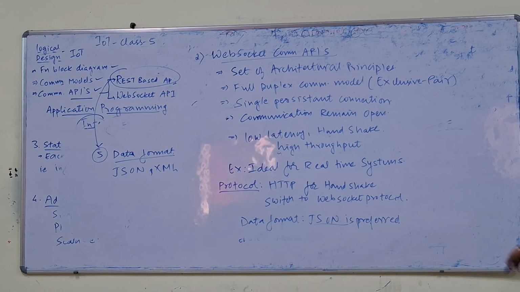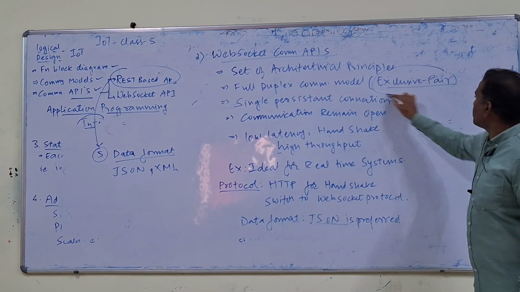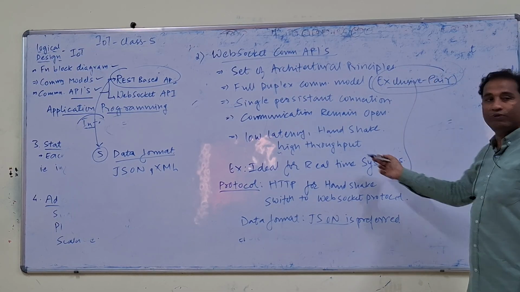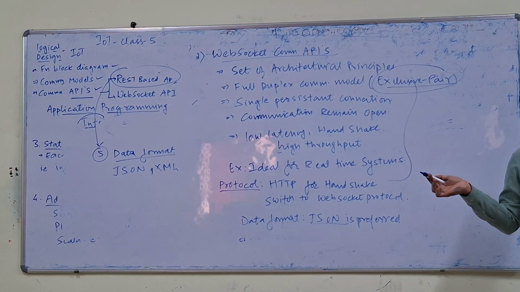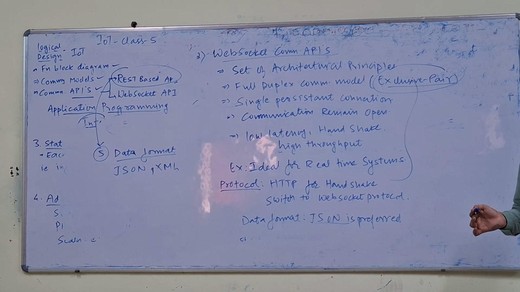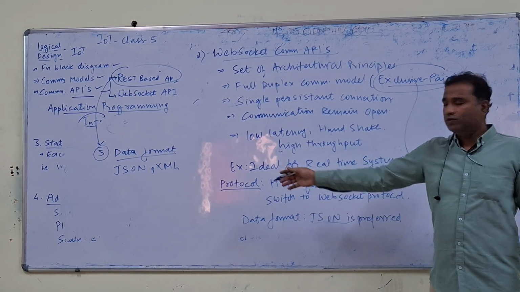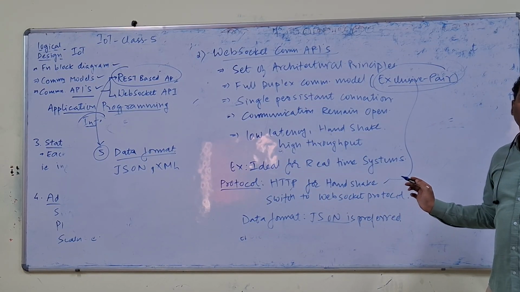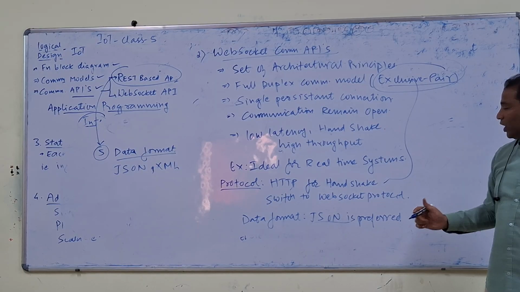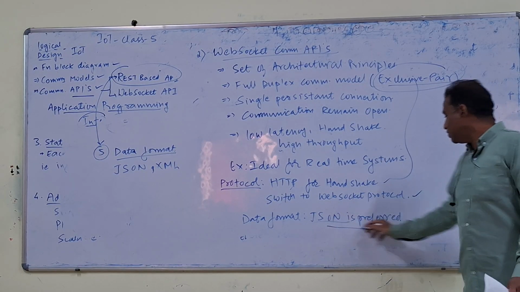To keep it clear, whenever I say this is using the exclusive pair communication model, all the characteristics of exclusive pair automatically come here. Yes or no? And we already studied exclusive pair in the previous classes. And one more thing: the HTTP protocol is used for the handshake, for initial connection establishment. After that, it switches to Websocket. What is the data format?